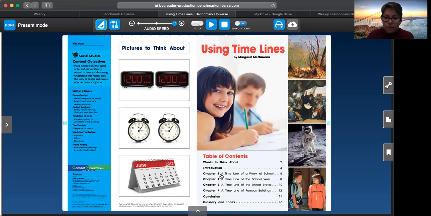We're going to start with chapter 1, the introduction. Chapter 1 is a timeline of a week at school. That's on page 6. Chapter 2 is a timeline of the school year on page 8. Chapter 3, a timeline of the United States on page 10. And chapter 4, a timeline of famous buildings. That's on page 12. I notice a pattern here. Week, school year, United States, and famous. I notice that they're starting small from a week and then getting bigger to famous buildings, a timeline over years.